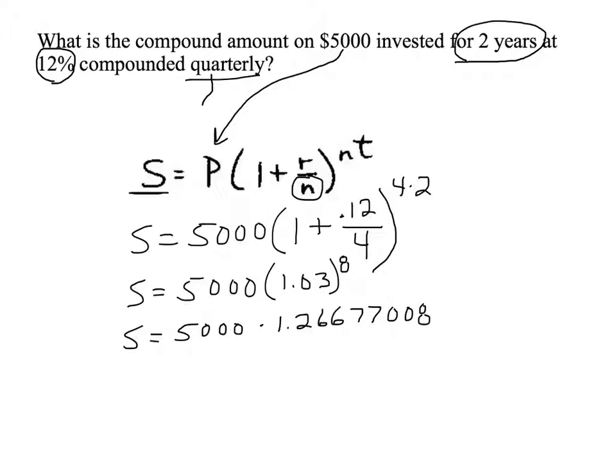I get 1.26677008, and then I'm going to multiply that by 5,000. So I get a final answer of $6,333.85, rounding it off to the nearest penny. Now, if you do it on your calculator and you get something a little bit different than this, it may be just because your calculator does not go out that many digits, but it's not going to make a huge difference as far as the final answer. If you got 84 cents or 86 cents instead of the 85 cents, that would certainly be fine as well.